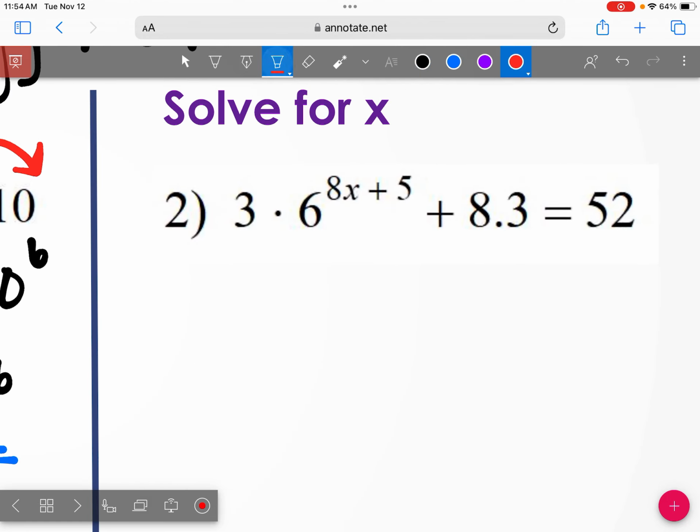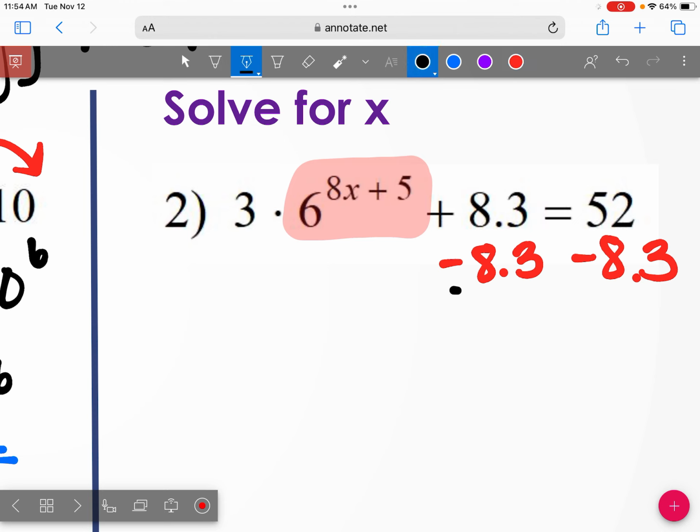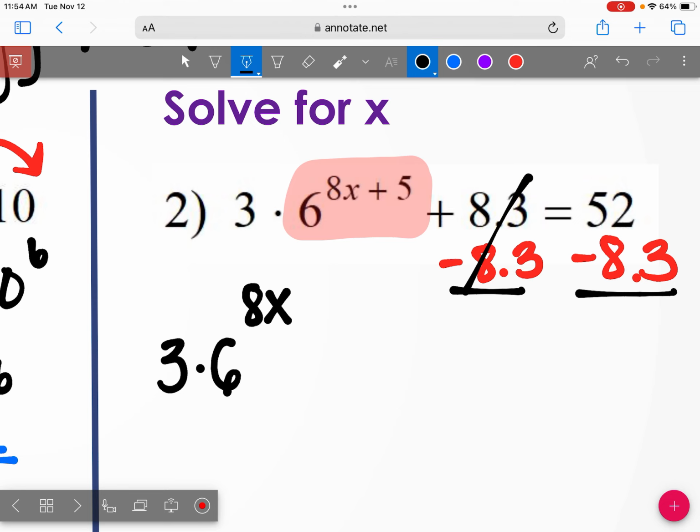So the first thing we need to do, we have to find our variable. This is our variable. We need to get this by itself. Okay, so what do you think I'm going to get rid of first? The 8.3, yeah. So let's subtract the 8.3 from both sides. And that's going to give us 3 times 6, and then we have our exponent, and that equals, let's go ahead and type that in our calculator. What is 52 minus 8.3? 43.7.